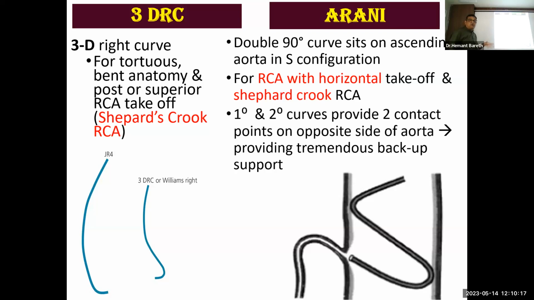So I would recommend, if you do a lot of complex angioplasties, then at least have one shepherd's crook RC catheter. Multi-purpose is mandatory to have in every lab. But some labs also have a 3DRC catheter. For example, at our Ames lab, we used to have this 3DRC catheter also available with us. And this is very good for shepherd's crook RC because the shape is like a shepherd's crook.